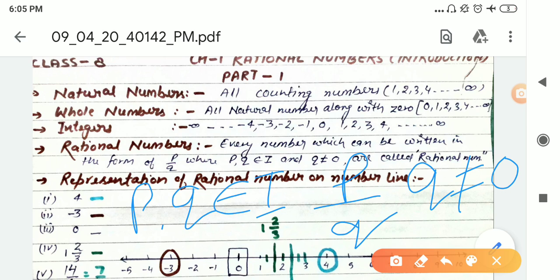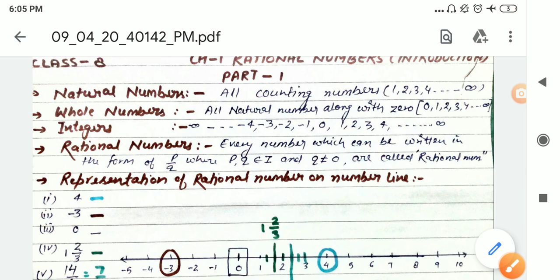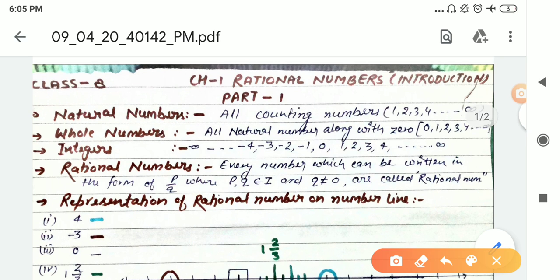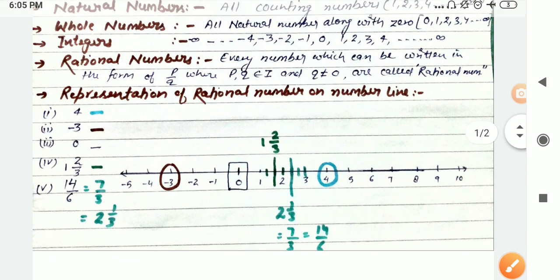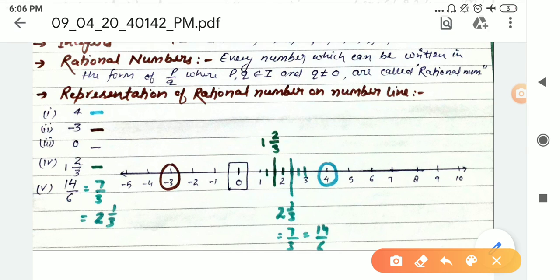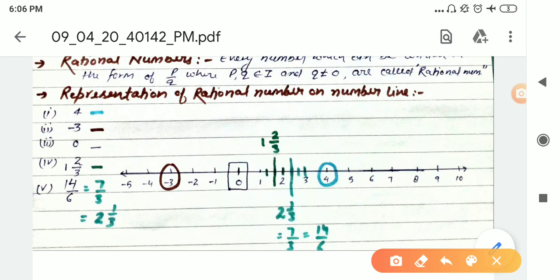Why are we saying that q must not equal 0? Let me give you one example. Have we ever divided 1 by 0? Have we tried to divide 1 by 0? We are not able to divide 1 by 0, so we write undefined. Understood? So that's why we say every number which can be written in the form of p by q, where p and q both are integers and q must not equal 0, is called a rational number.